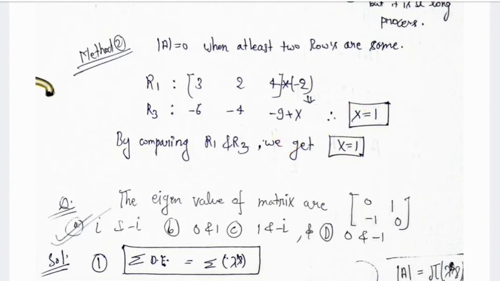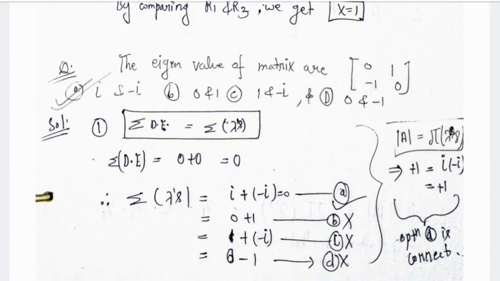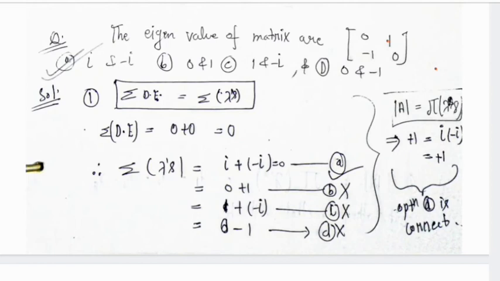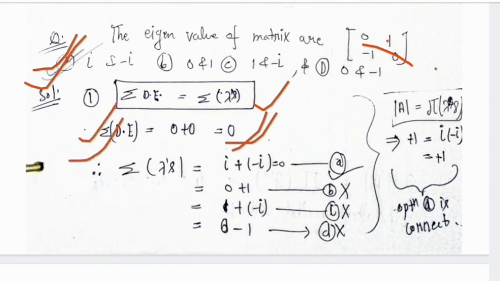So the next question asks for the eigenvalues of the matrix 0, 1 in the first row and minus 1, 0 in the second row. The options are: A, i and minus i; B, 0 and 1; C, 1 and minus i; D, 0 and minus 1. Now we know that the sum of the diagonal elements is equal to the sum of the lambdas, that is, the eigenvalues. Here the diagonal sum is 0 plus 0, that is 0. Only one option satisfies this equation, that is option A.